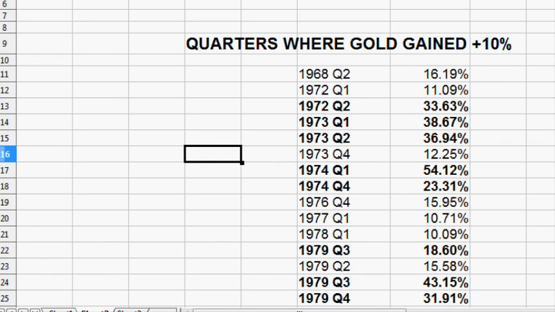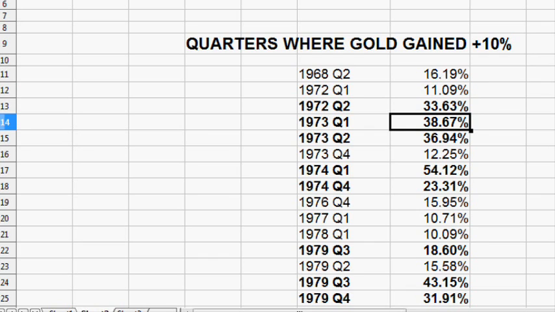Now, if we take a look at some previous days and where we are today, we are looking at the quarters in which the gold market gained at least 10%. Some numbers are in bold and some are not. The numbers that are in bold are quarters that did better than we are currently doing in the current third quarter of 2011. In 1968, in the second quarter, gold gained 16%. Then again in 72, 33%, which is higher than right now.